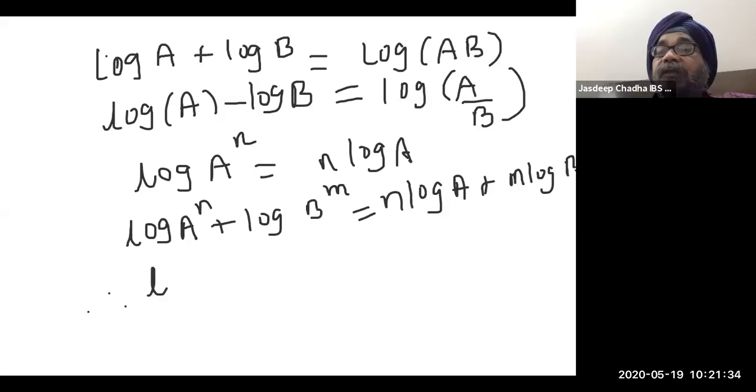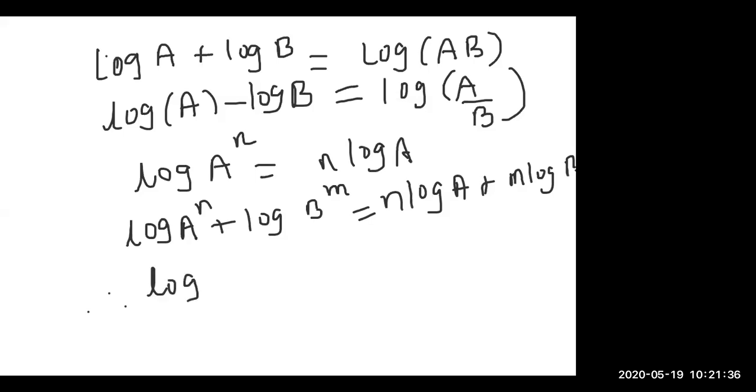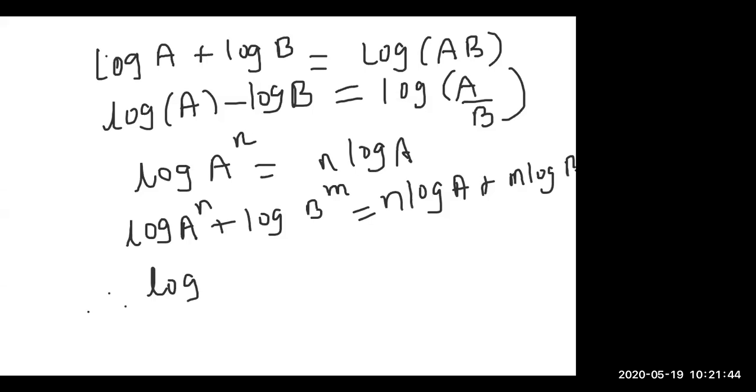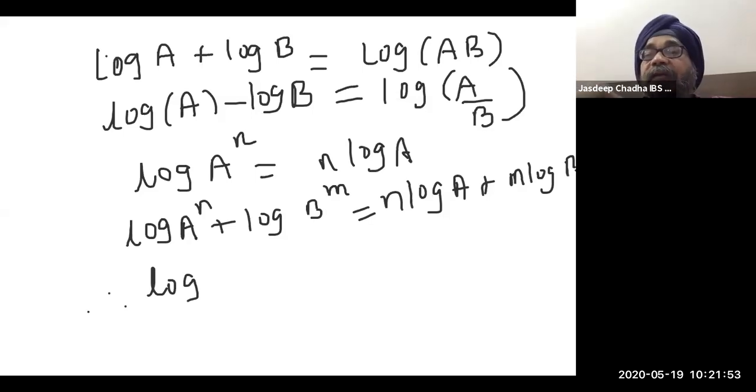Sir, I have a doubt. Like we did, log A to the power n plus B to the power m is equal to n log A plus m log B. But in the first equation, we multiplied, we multiplied the coefficient, right? So we can do this way also. That is another form. You can do the other thing also. You're right. We can do this also.